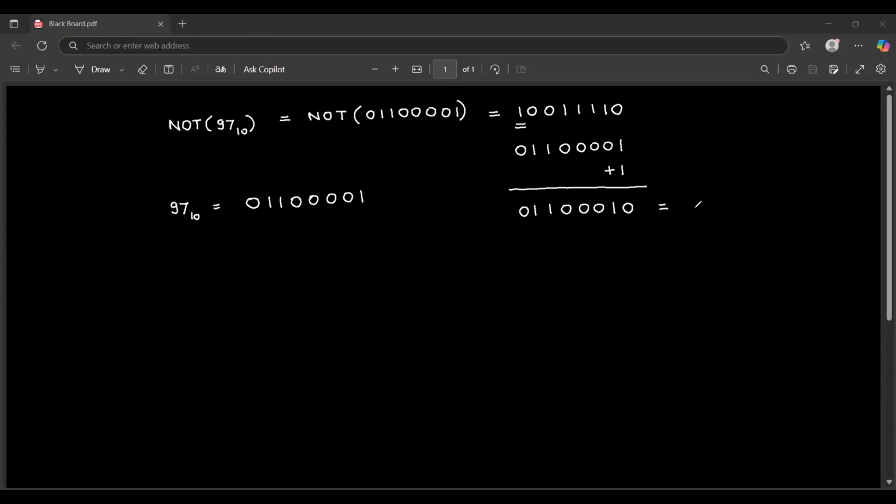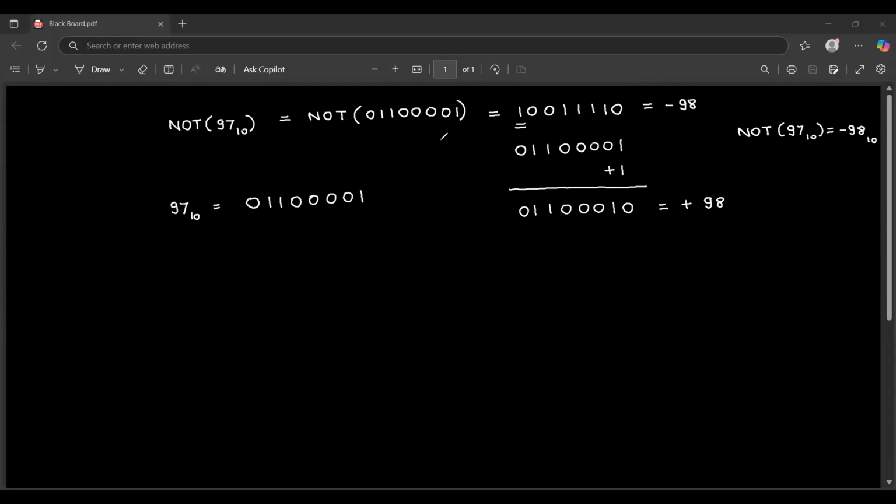Well, this is a positive number. Okay, positive. 64 plus 32, 96. 96 plus 2, 98. But this is not the answer. The answer is this guy. So it will be minus 98. Okay, so what's the answer for not 97 to the base 10? Well, it will be negative 98 to the base 10. Okay, so keep this in mind.